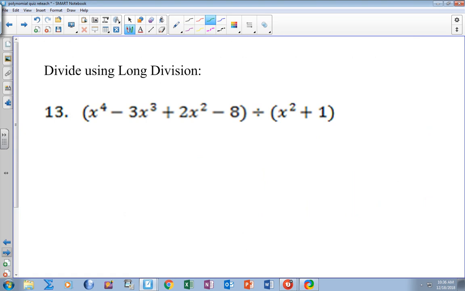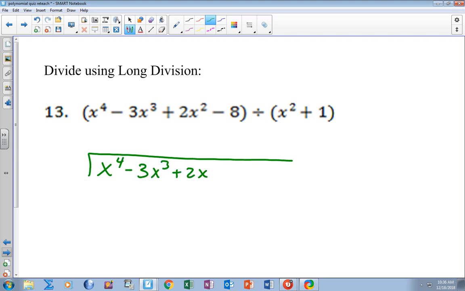And then the last problem, oh no, we have 2 more problems. So we'll do one with long division and then one synthetic division. So remember long division, we make our long division sign. We put our divisor outside here. And then now we're going to go ahead and divide this.